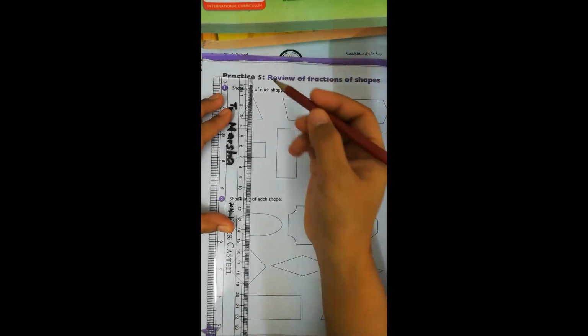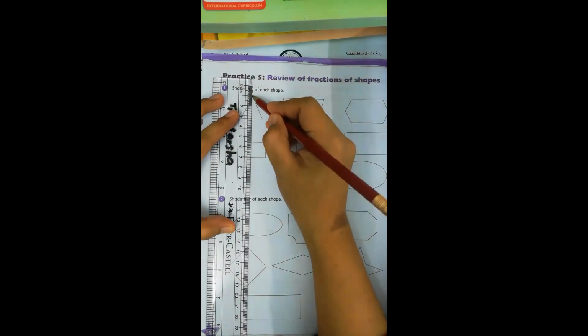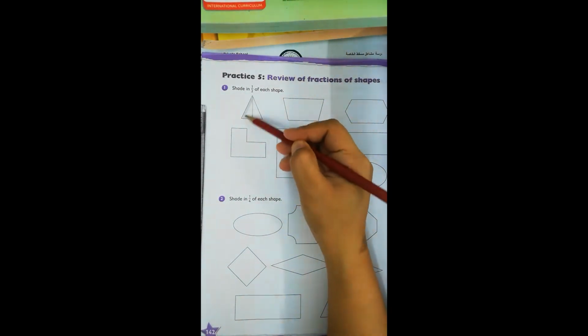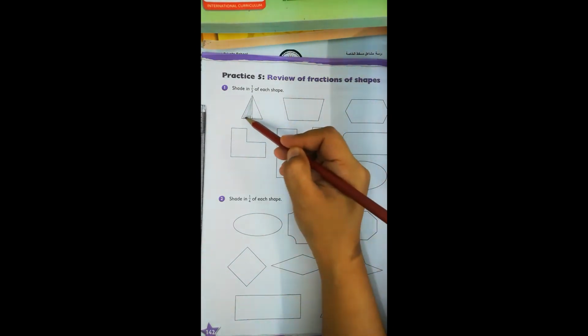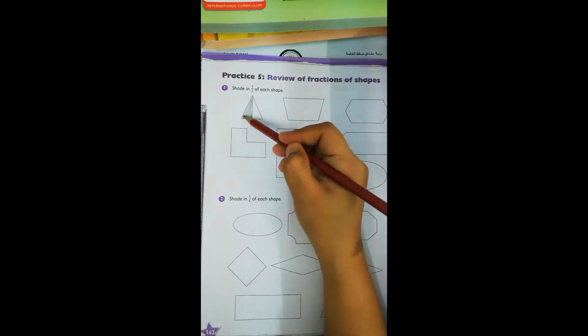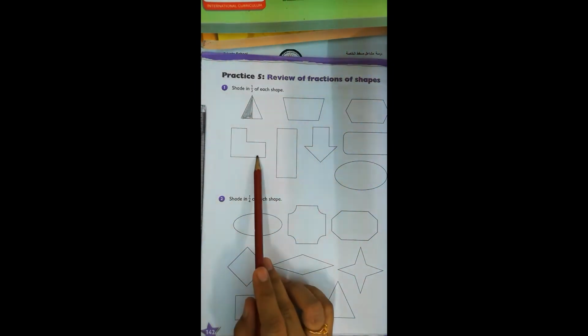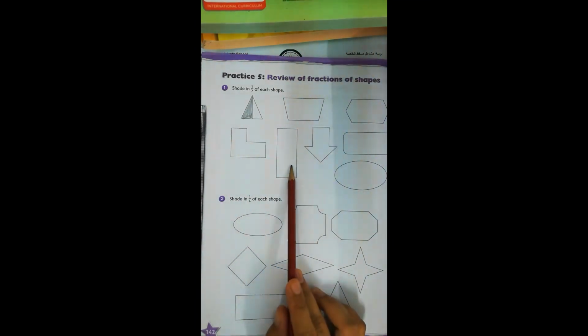So the triangle, let me divide it into 2 equal parts. So let me use a ruler. And then I'm gonna shade 1 part. So you can use colored pencil here for coloring or for shading the fraction. Okay, so this one, you have to cut it into 2 equal parts and the rest.